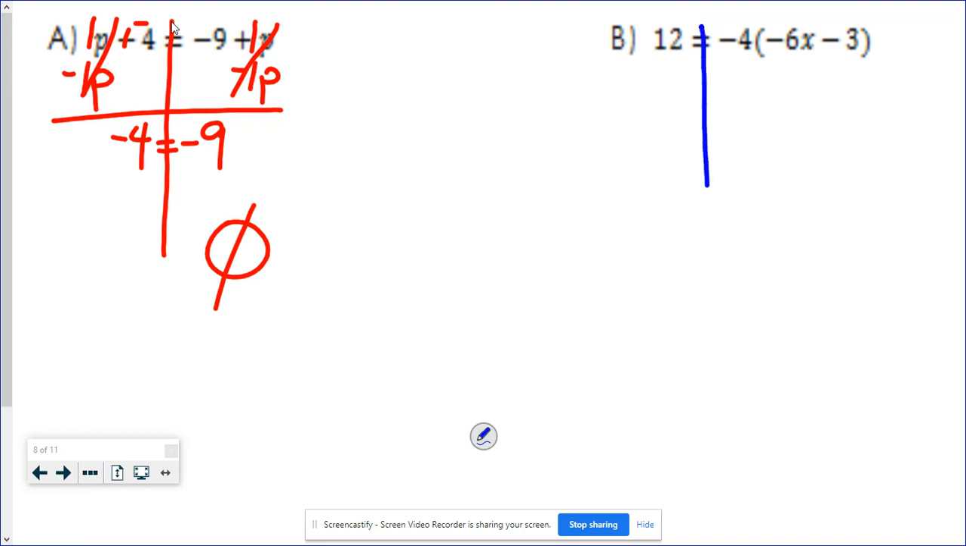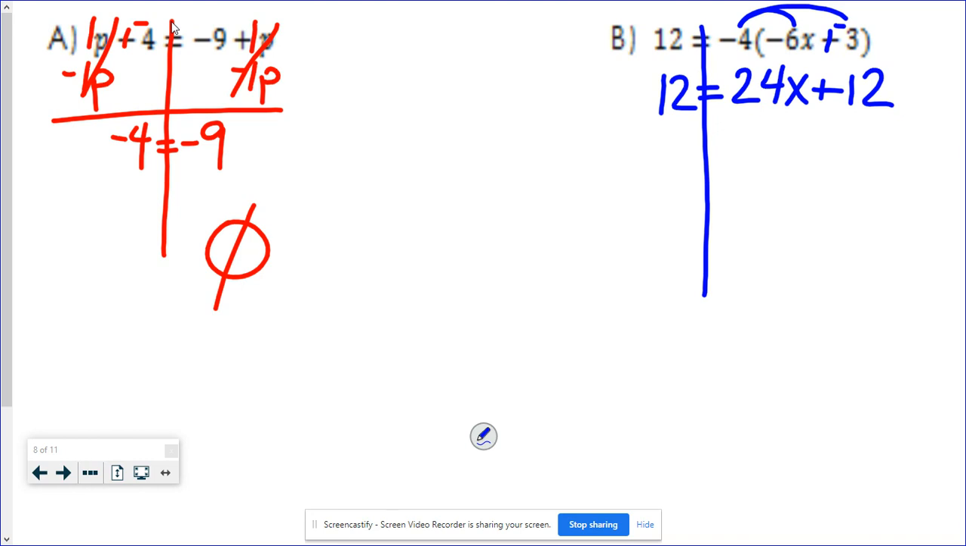In this problem, here's my 12 equals negative 4 times the negative 6x is positive 24x. And negative 4 times the negative 3 is positive 12. Please realize there's only one thing with x's. This is not going to be a special case. Just because the 12s match doesn't mean it all goes away.